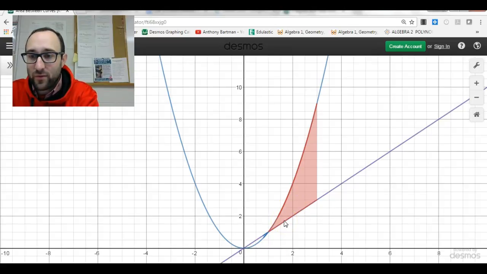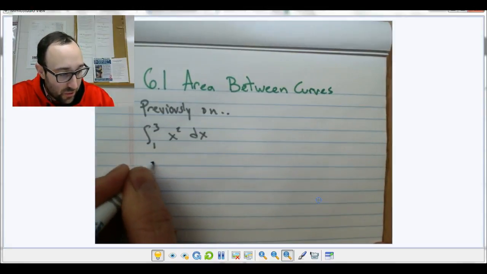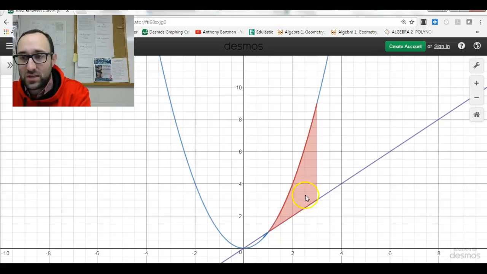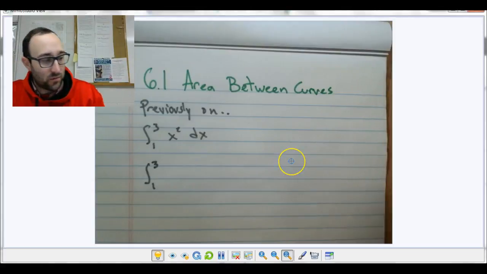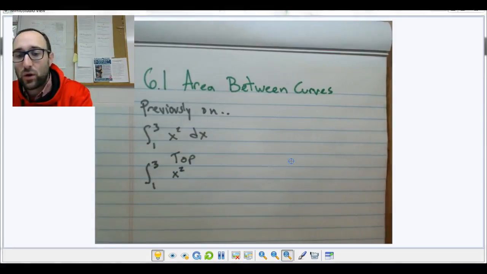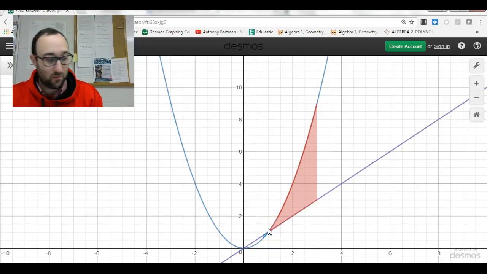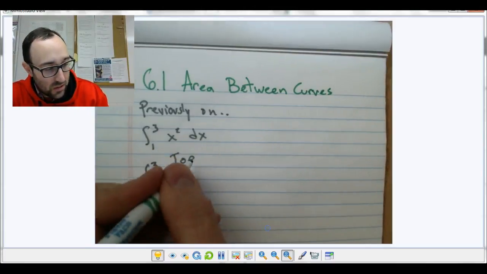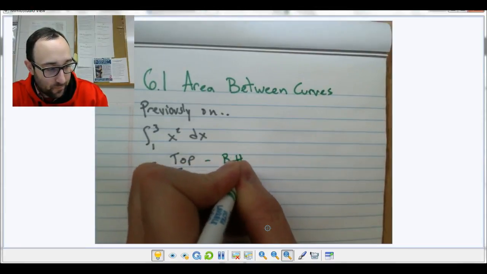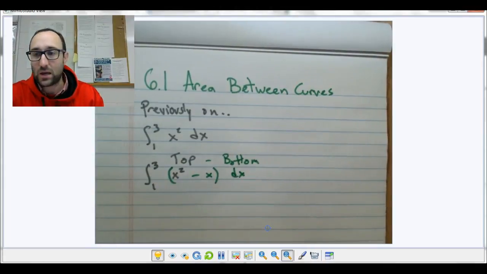Okay, so let's figure out where they cross: 1 and 3. So we're going to do the exact same thing. We're going to take the integral from 1 to 3, and we're going to take this top equation, the x squared. So I'm just going to write that up here. We take the top one, the x squared, and I want to get rid of the area underneath the bottom equation. So we're going to say minus, we're going to subtract the bottom. So I'm going to subtract the x, put that in parentheses, and say dx.